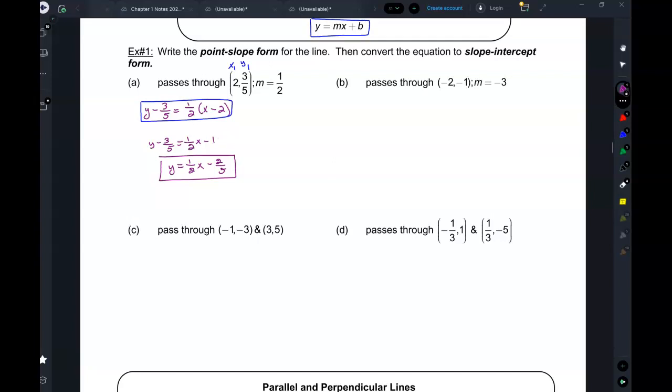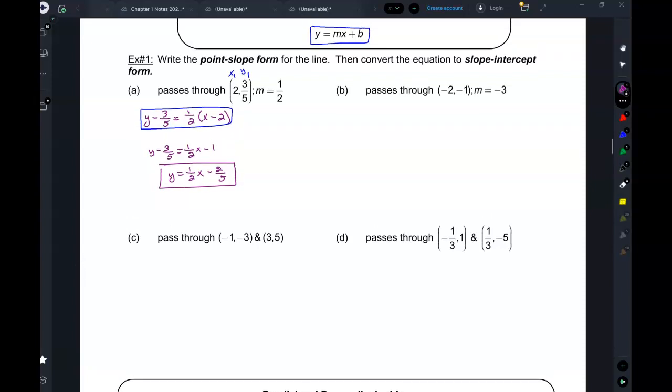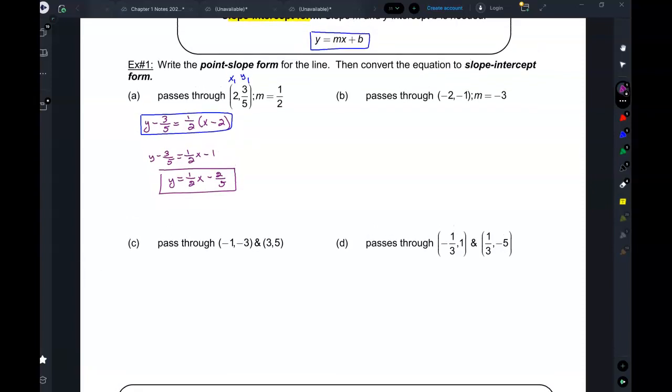Are those numbers, like the 2 and 3 and 5, always going to be x and y? Could they never be like x and y? Mm-mm. Because x and y are the variables. They stay in as x and y. Yep. How do you get the negative 1 again? Oh, I distributed the half here. Passes through this and this, so x1, y1.